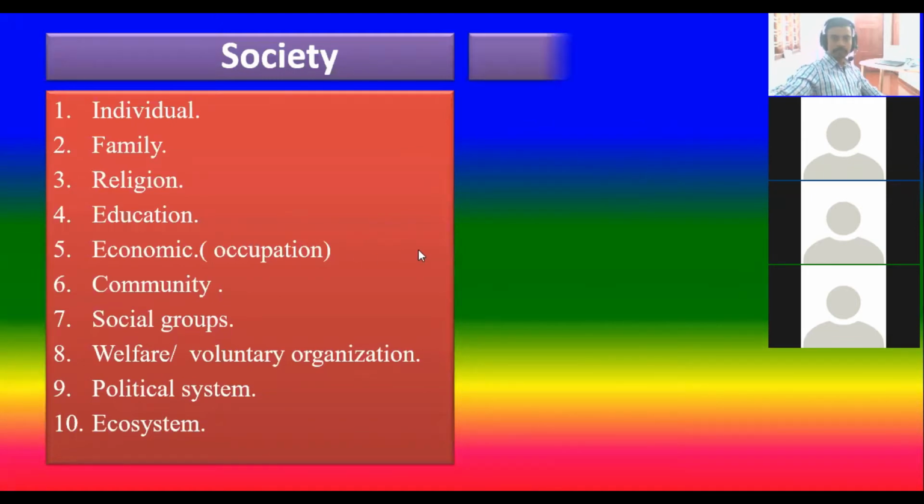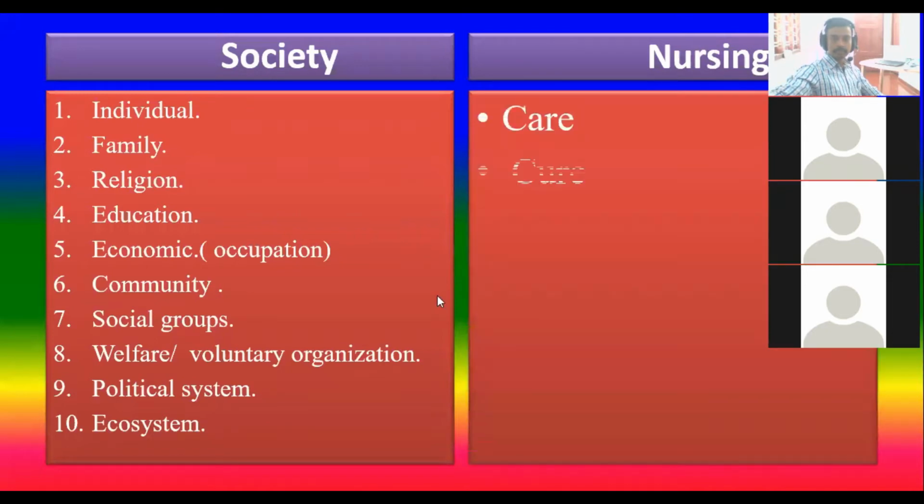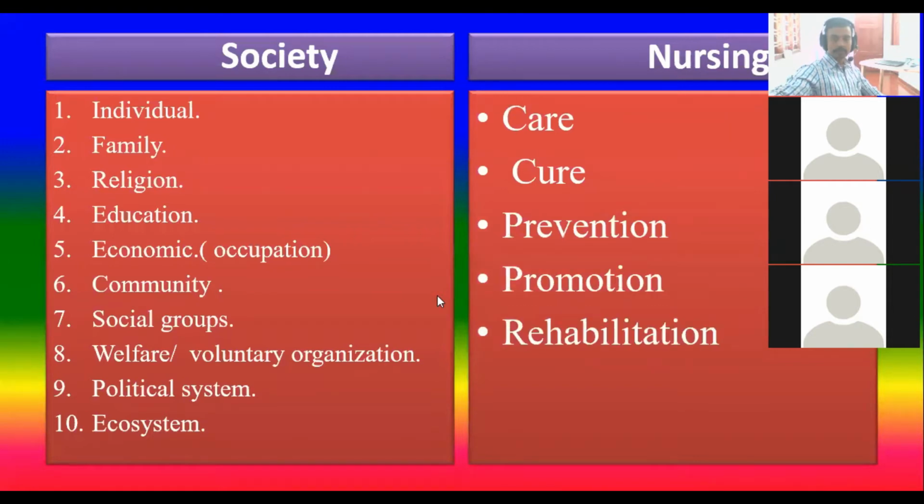So as nursing professionals, we should think about what our role is. We have the following 5 primary functions: care, cure, prevention, promotion, rehabilitation. Then we are going to discuss the relation between nursing services and society.